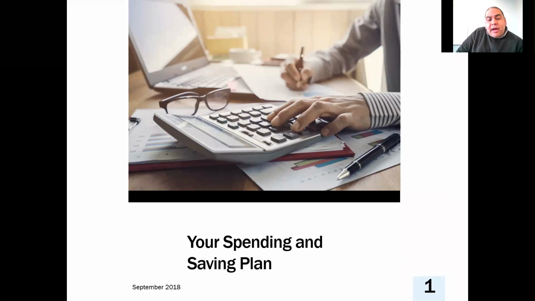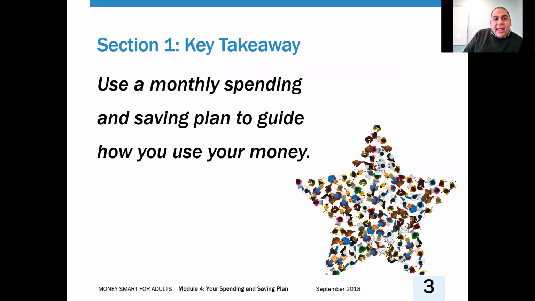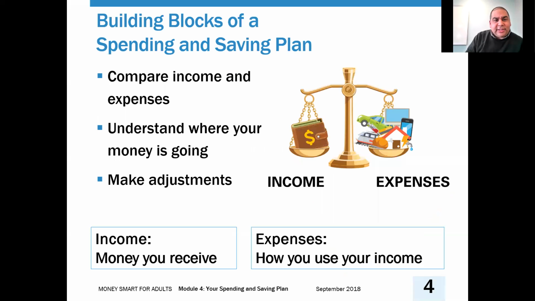Right now, we're going to be talking about your spending and saving plan. Under section 1, we're going to be making a monthly spending and saving plan. Our key takeaway here is that you're going to use a monthly spending and saving plan to guide how you use your money. Think of it as a roadmap, taking you exactly where and why you want to spend your money to the best of your knowledge.